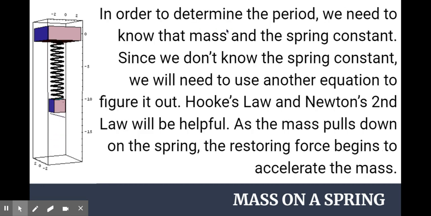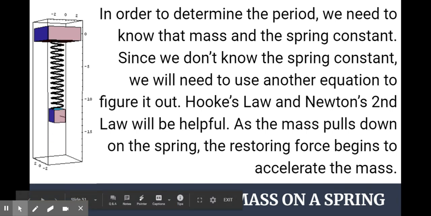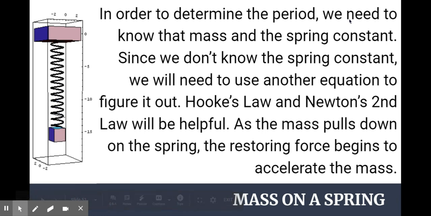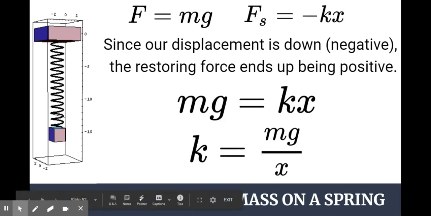All right. So before we can figure out the period, we got to know what the mass is and the spring constant. Okay. We don't know the spring constant, so we're going to have to use another equation to figure it out. That's where Newton's second law is going to come in. Now, as we put the mass on the spring and let go, it pulls down on that spring, and the restoring force is going to start to accelerate that mass.